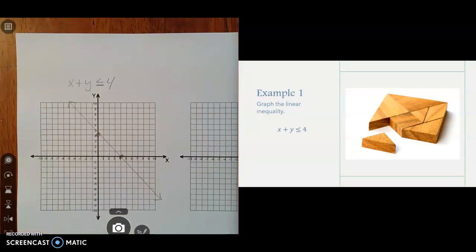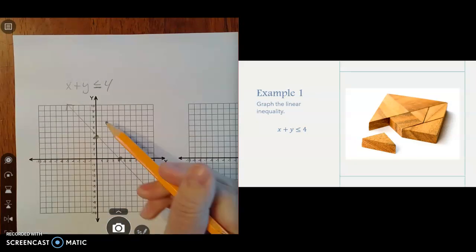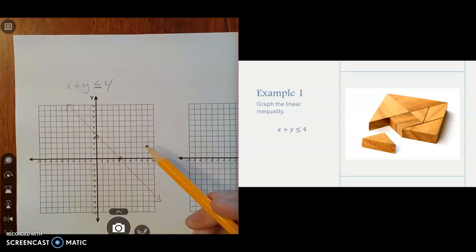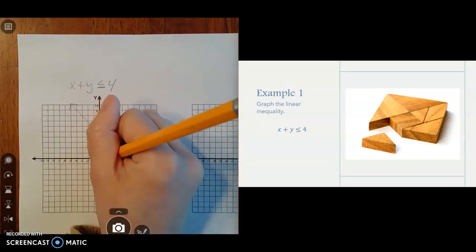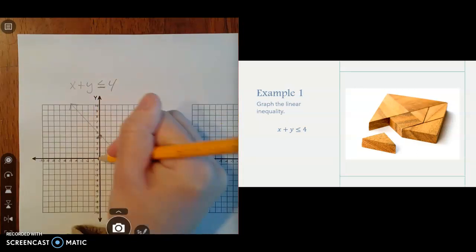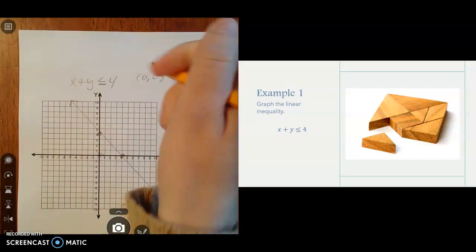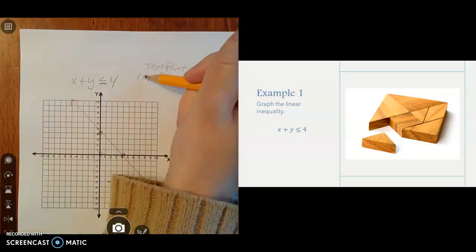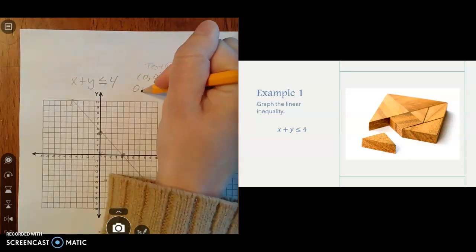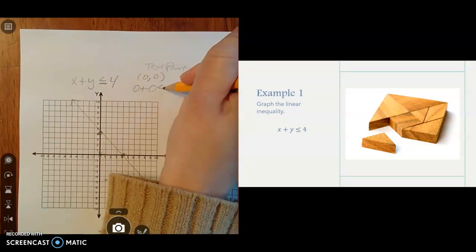Alright, next up, I need to shade. Am I going to shade this side down here, or am I going to shade this side up there? Well, let's figure that out. Let's take an easy test point. How about the point 0, 0? That's always a fun one because it's easy to plug in 0, 0. So if I'm using my test point 0, 0, I would put 0 for x, 0 in for y, and I'm just going to see, is that less than or equal to 4?